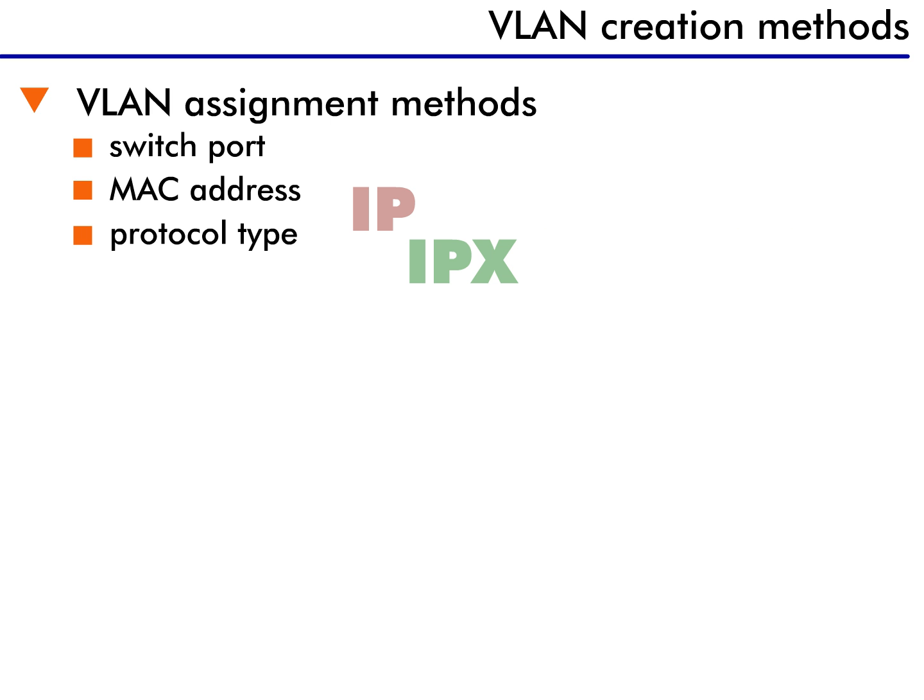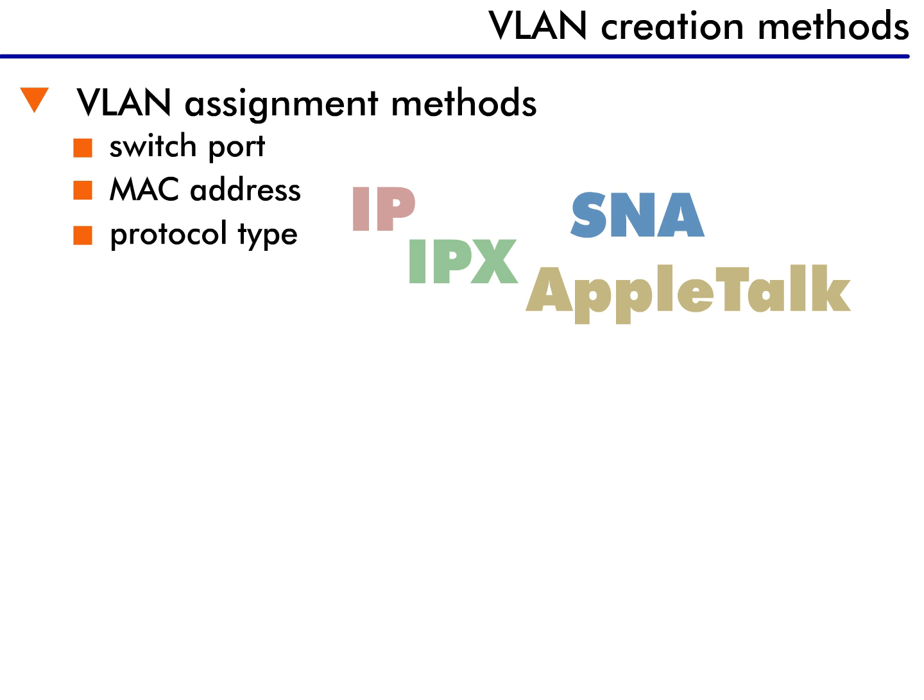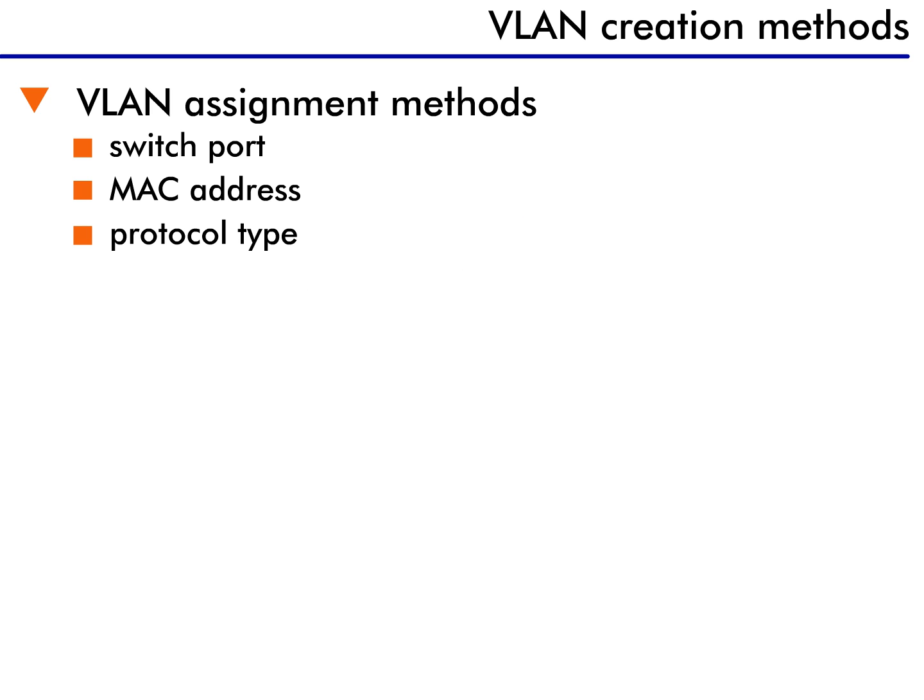The next possible VLAN criteria is protocol type. VLANs can group devices based on what protocol the devices are running. These protocols can be IP, IPX, AppleTalk, SNA, and hundreds more. Basing VLAN policies on protocols is considered a very powerful method of creating VLANs.